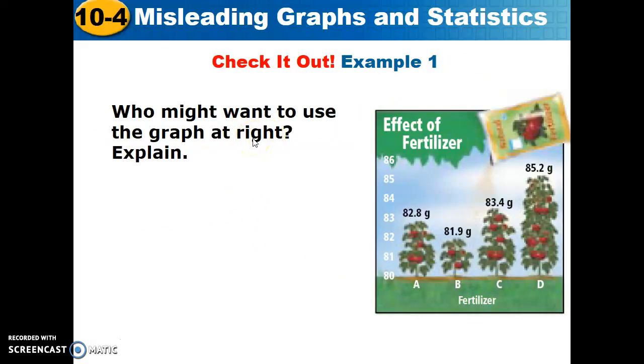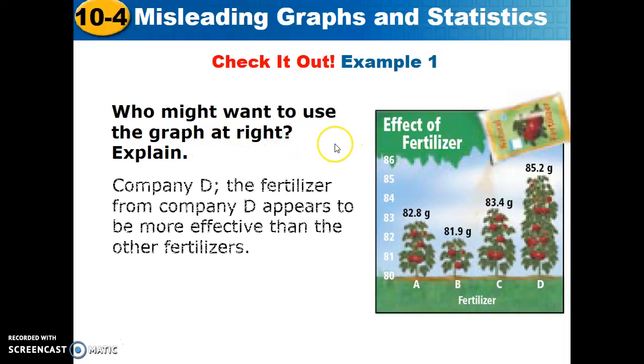Let's look at example 1. Check it out. Who might want to use the graph at right to explain how their fertilizer is better? Let's look at company D. The fertilizer from company D appears to be more effective than the other fertilizers. And yet, they're all within the low to mid 80s.